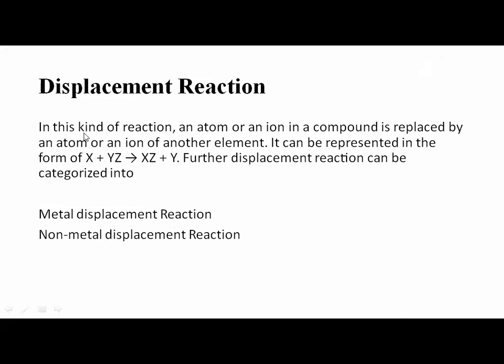Displacement reactions. In this kind of reaction, an atom or ion in a compound is replaced by an atom or ion of another element. So how do we represent it? X plus YZ gives XZ plus Y. Y comes out. Further, displacements are categorized as metal displacement reactions and non-metal displacement reactions. So displacement means there is displacement of some atom or ion by another.